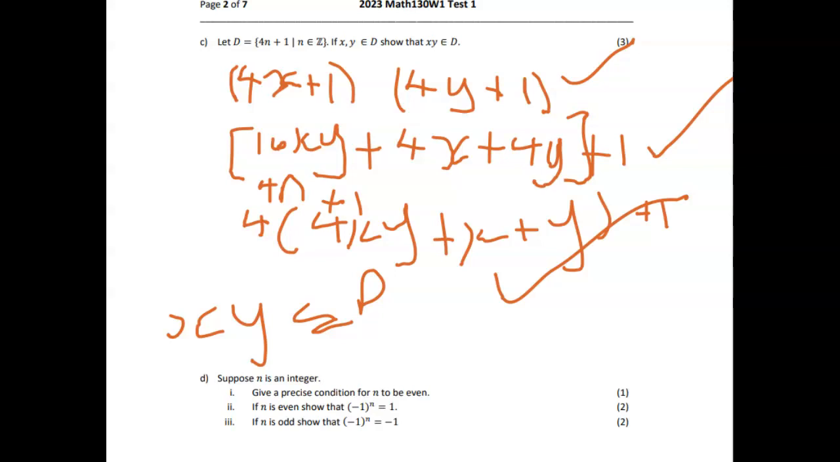Okay, next one. 5 marks, 10%. I'm telling you, you're probably going to get this, and this is so easy marks because it's routine. There's only one way to do it. Suppose n is an integer. We know what's an integer. Give a precise condition for n to be even. How can you put n in such a way that any number you put in will be even?